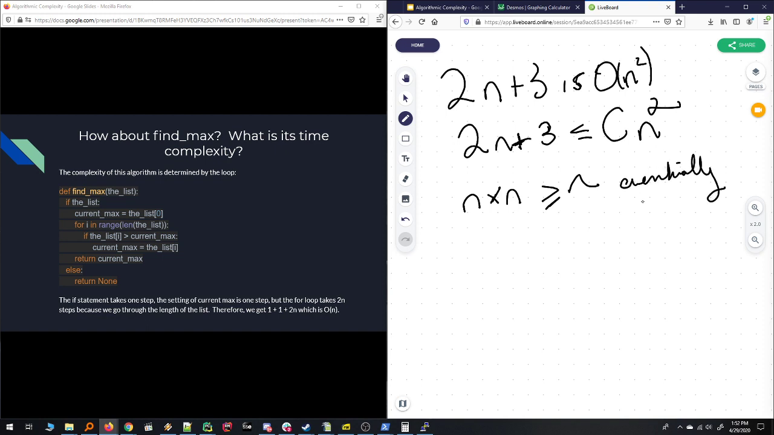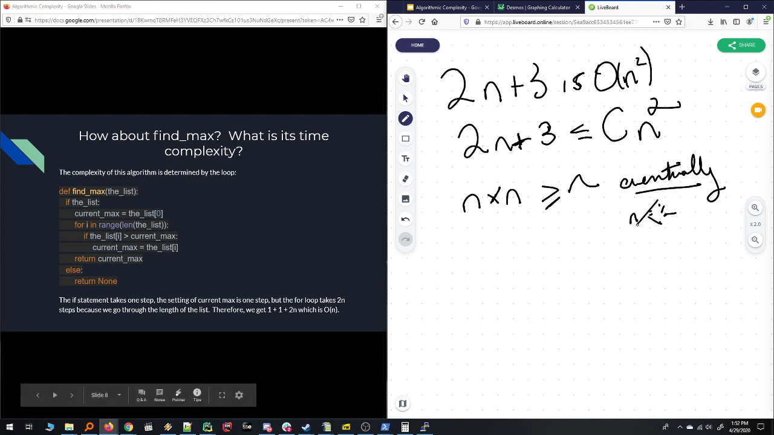The true mathematician amongst you might actually say, but wait, if you select n equal to 1/2, this is actually not true, which is why I'm saying eventually. So don't say that. Okay.